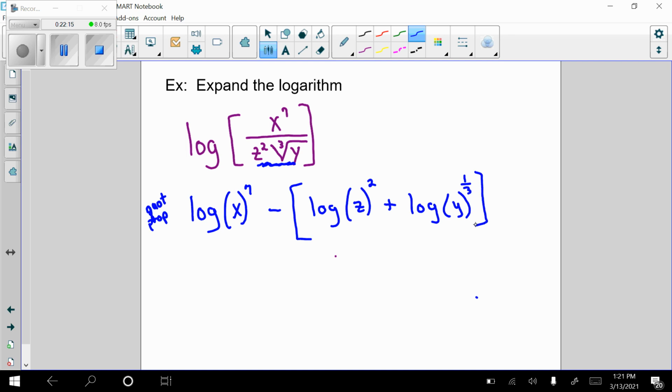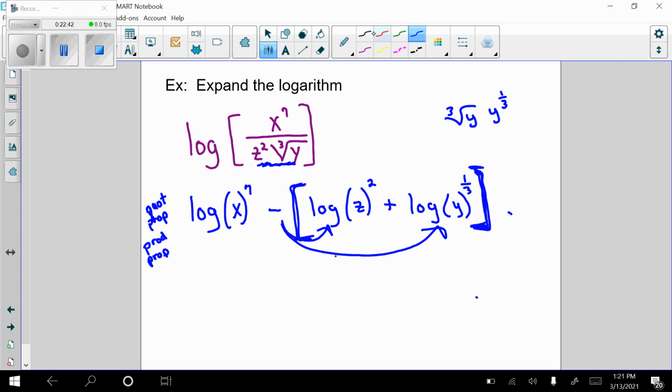So I applied my quotient and my product. These brackets here are essential. Also remember the cube root of y is equal to y to the 1/3. So now I can go ahead and distribute my subtraction sign. And at the same time, I'm going to bring these powers down front to save myself a little bit of writing.